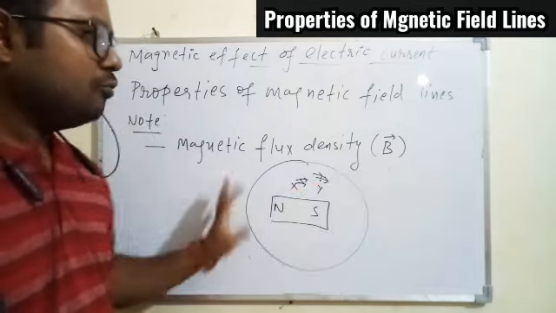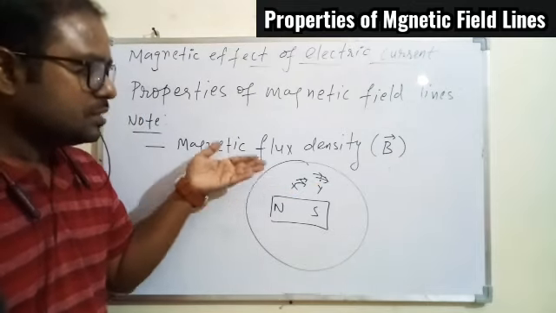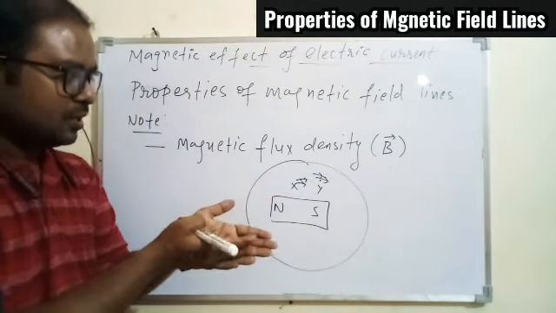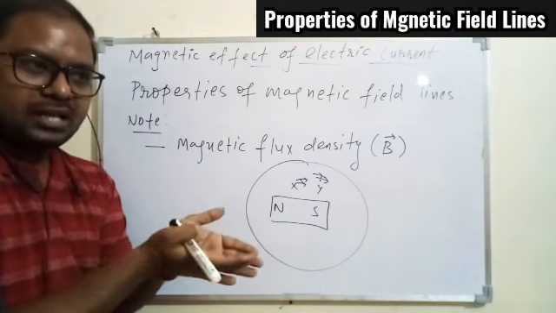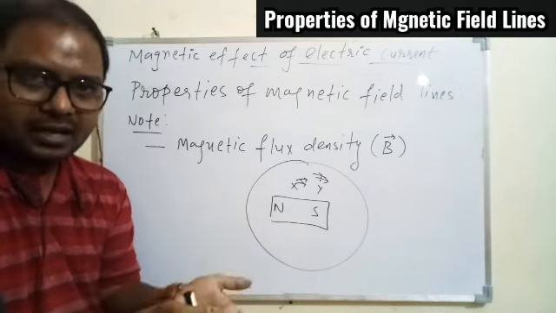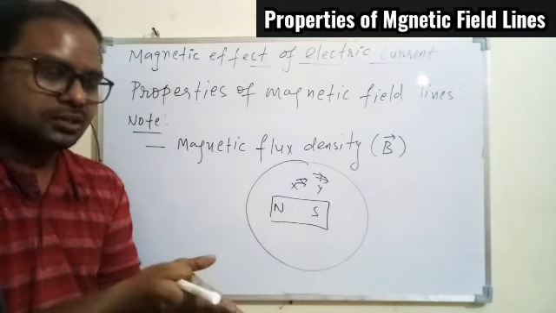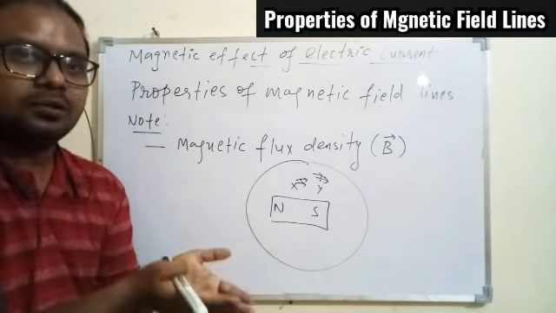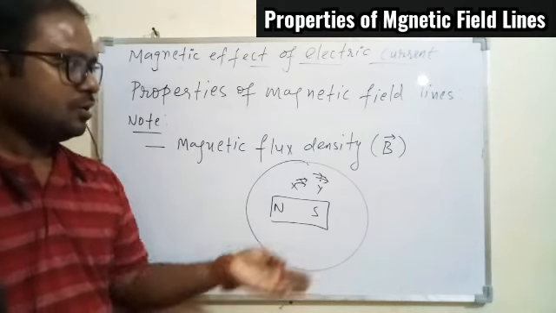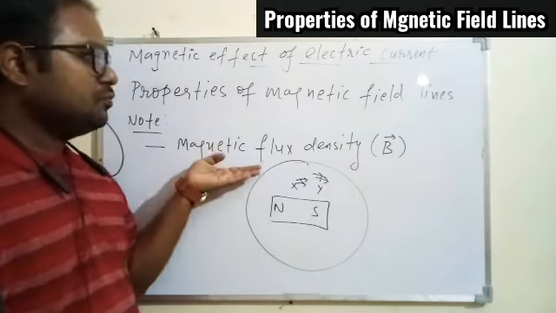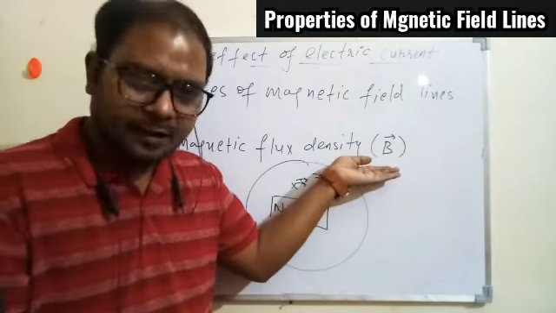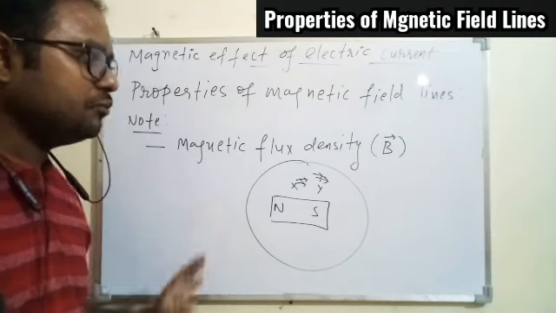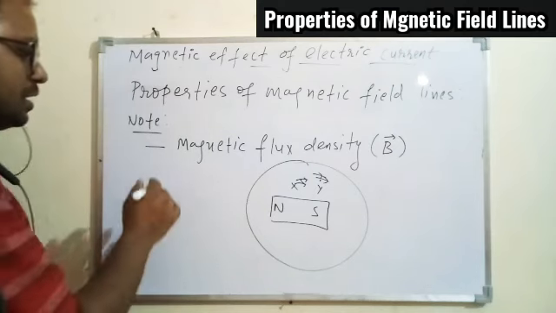written as capital B. And overall it is understood, if the magnetic flux density is high, it means more and more magnetic field lines are crossing a particular point. If the magnetic field lines are many at a place, they are crowded, and if they are crowded, the strength of the magnetic force will be stronger. So we can say if the magnetic flux density B is high, the magnetic field strength is high. If it is low, the magnetic field strength is low.